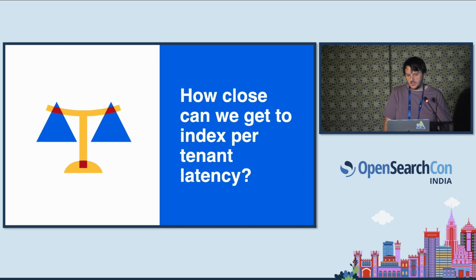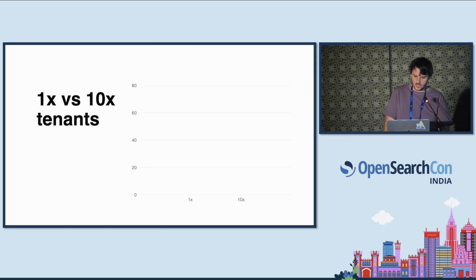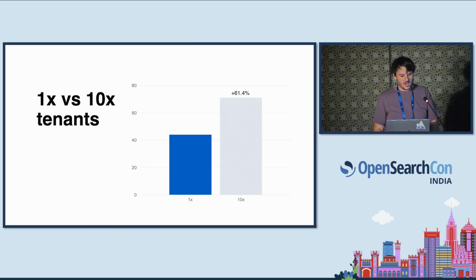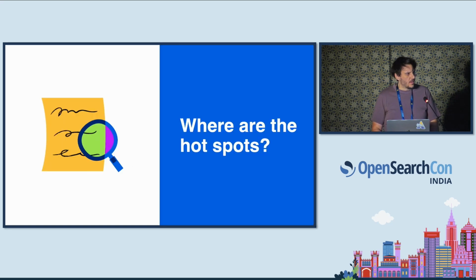However, we wanted to know how close can we get to that ideal scenario of an index per tenant. So we ran a simple test. We have one tenant on an index, and then we duplicate it to 10 tenants on that index. And in this simple case, we observed about a 61% overhead that we're experiencing because of the multi-tenant tenants on our index. So where were the hotspots?